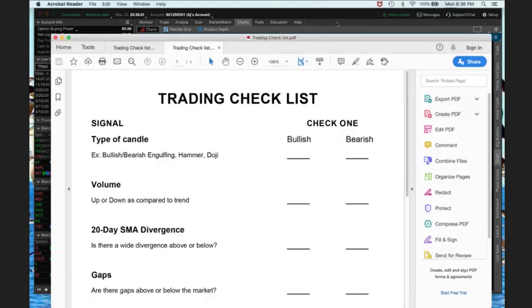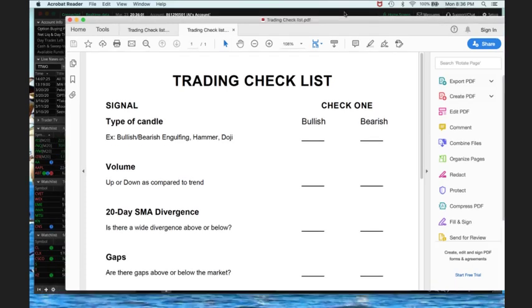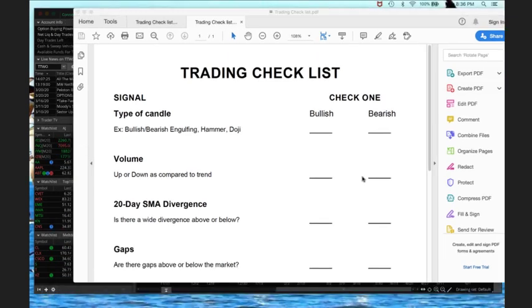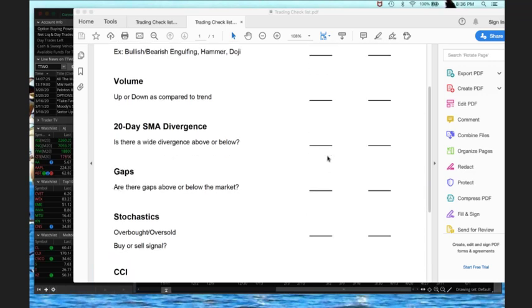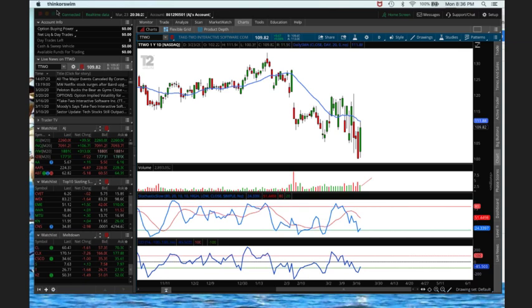Let me move this out of the way. We would put bullish under the candle. Volume so-so. It's not bullish. It's not bearish. So I'm going to leave it absent there. The 20-period moving average, it's on it, so there's no big pull there. Are there gaps above the market? Yes, there are gaps above the market up here, so that's bullish, right? Because 80% of the time gaps fill.